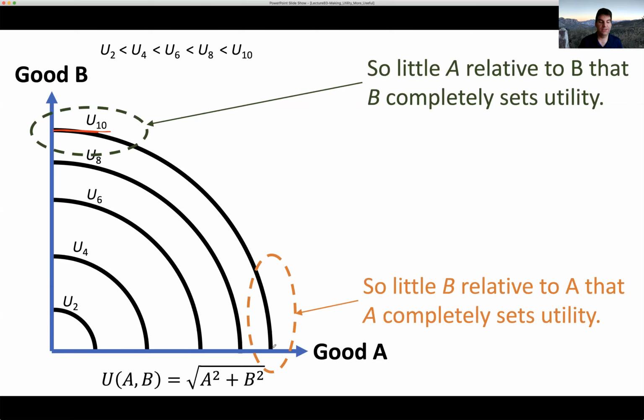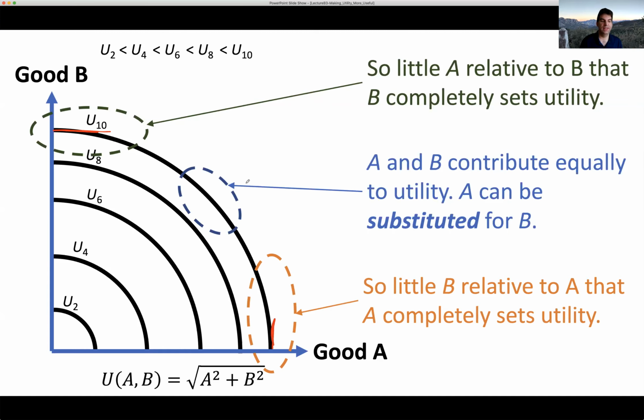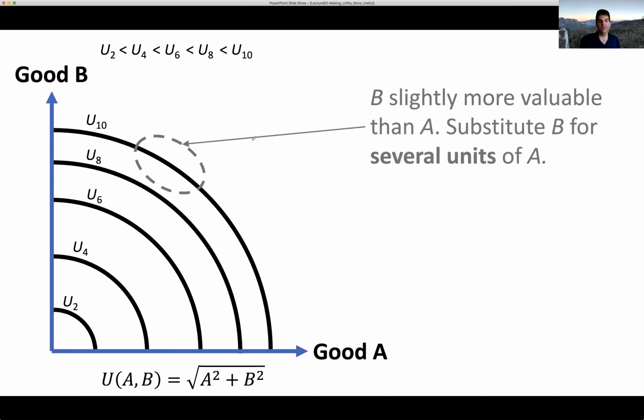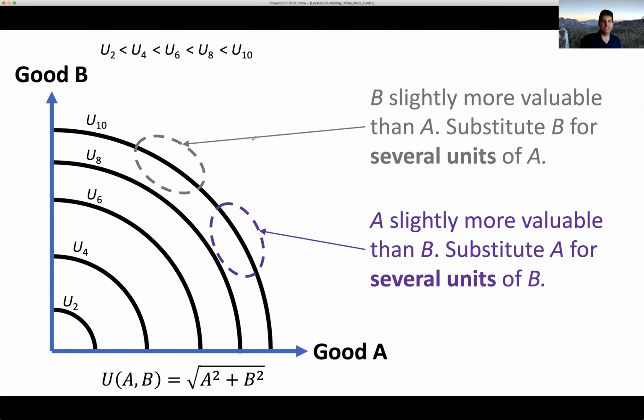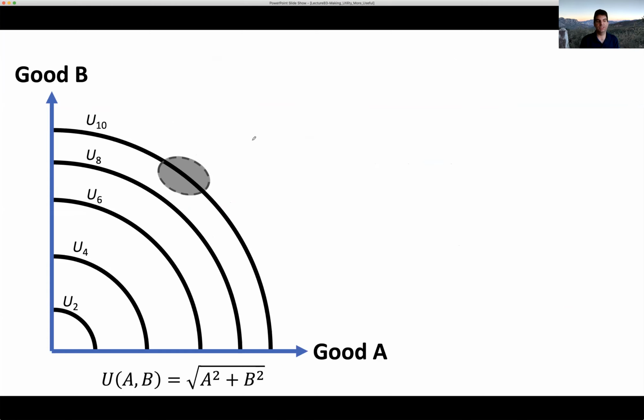And so I've got a nearly vertical slope here. But then in the middle here, the slope of this line is 45 degrees. And because that slope is equal to one, I equally care about good A versus good B. So you can again view these as willingness to pay, if that helps. And we'll get into more about that in a second. And then there's intermediate versions of that.